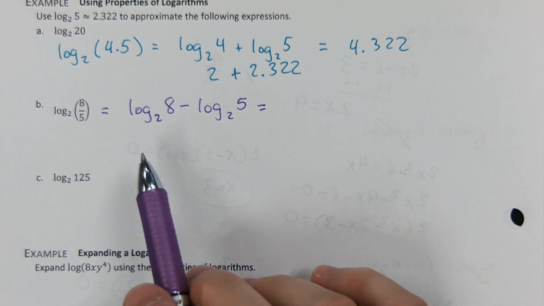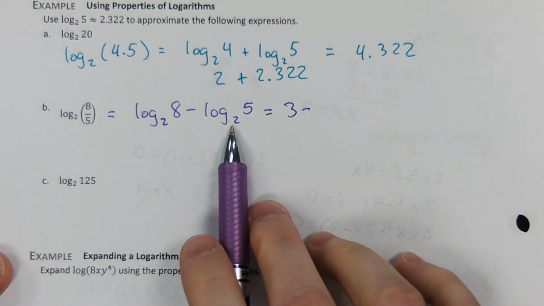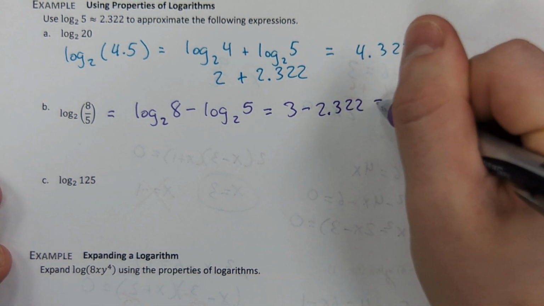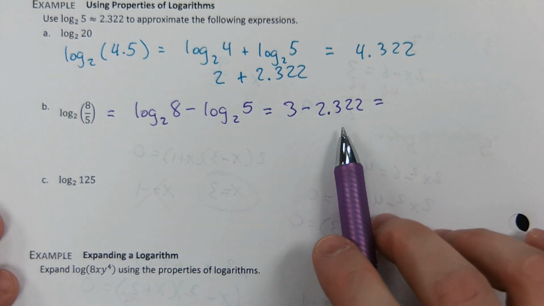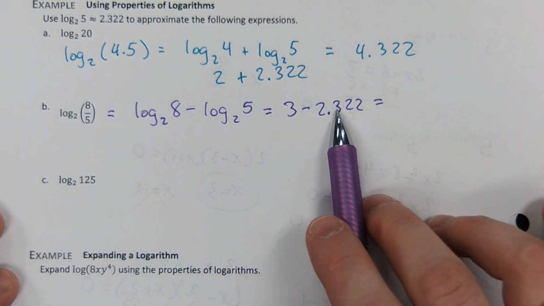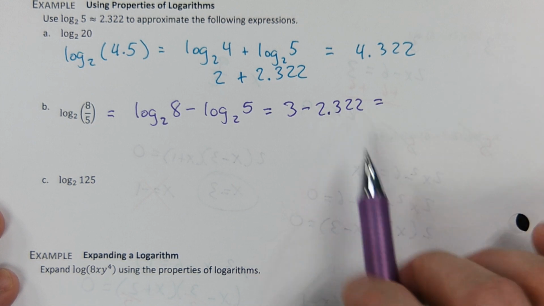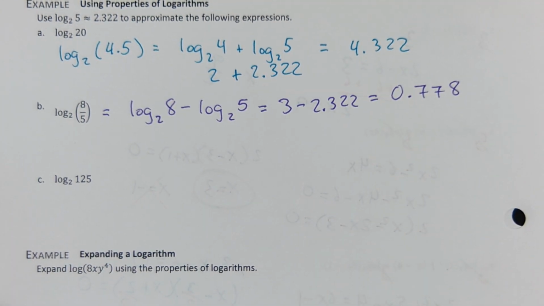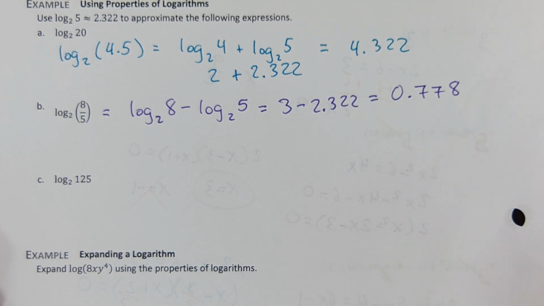Log base 2 of 8 is 3 because it says what power of 2 gets me an 8? The third power does. And 3 minus this, which is 2.322, is going to give us approximately 0.678... I almost need 0.78, but I can't use 0.78, so it's going to be 0.778. There it is. If you're not sure, you could add 322 to 778, and you'll see that you get 1. Don't correct me when I'm wrong.